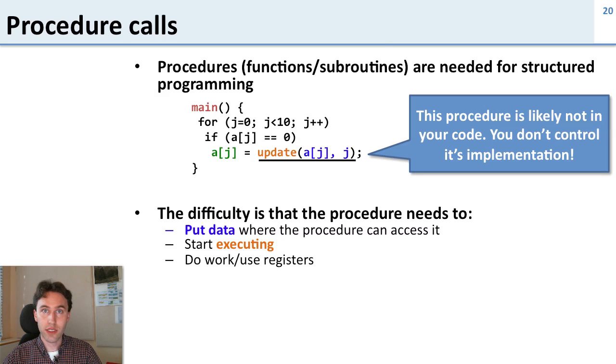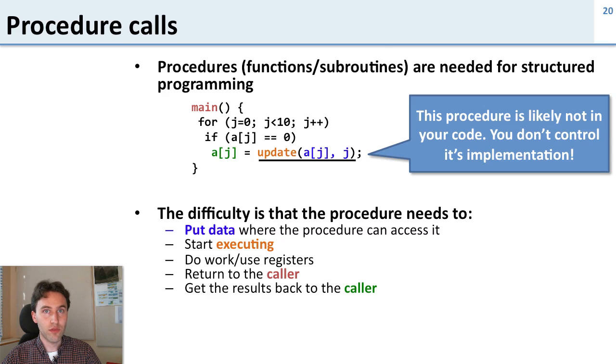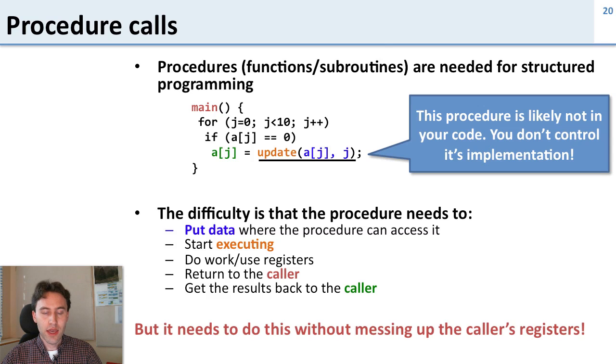Then it's going to do work, and it's going to use registers, and then we're going to return to the caller. So after update is done, we need to make sure that we can jump back into the code where we left off. We need to get those results back. So update's going to change some data. How do we make sure that the main program knows what data has been changed? And most importantly, we need to be able to do all of this without messing up the caller's registers. So if you look at what's going on here, this code up here, these for loops, are going to use some registers in the processor, and whatever happens inside of update is going to use registers in the processor. And we need to make sure that the registers used here don't mess up the registers used back here.